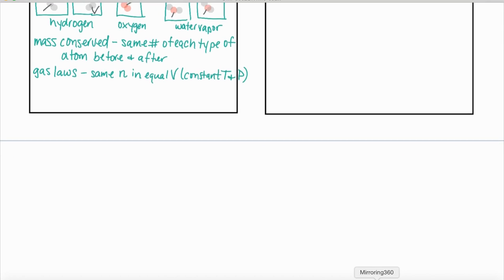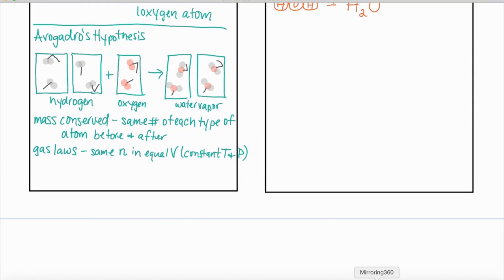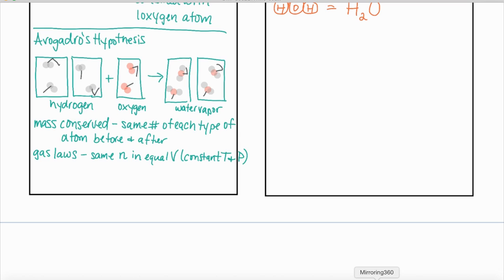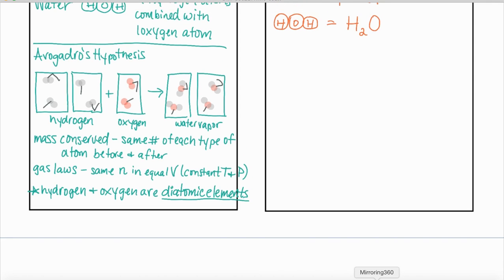That's okay. Okay. Now, last thing we want to show here, which is what Avogadro's hypothesis is, that hydrogen and oxygen are diatomic elements. Remember, there must be 2 atoms in those elemental gases to make this happen. Okay, the 2 volumes of hydrogen and 1 volume of oxygen create 2 volumes of water vapor.